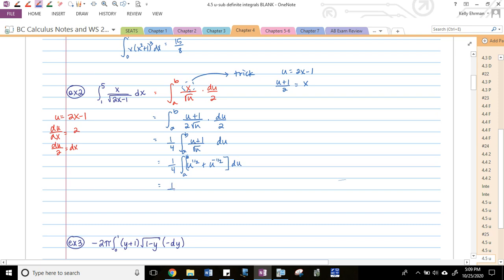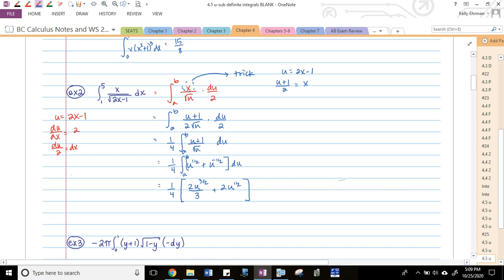And so I've got 1/4 u to the 1/2. When you add 1, you get 3 halves. So you're going to get 2u to the 3 halves over 3. Plus, when you add 1 to that, you get 1/2. So 2u to the 1/2. And then do I want to evaluate with the bounds in terms of u or in terms of x? I think I'd rather just do in terms of u.